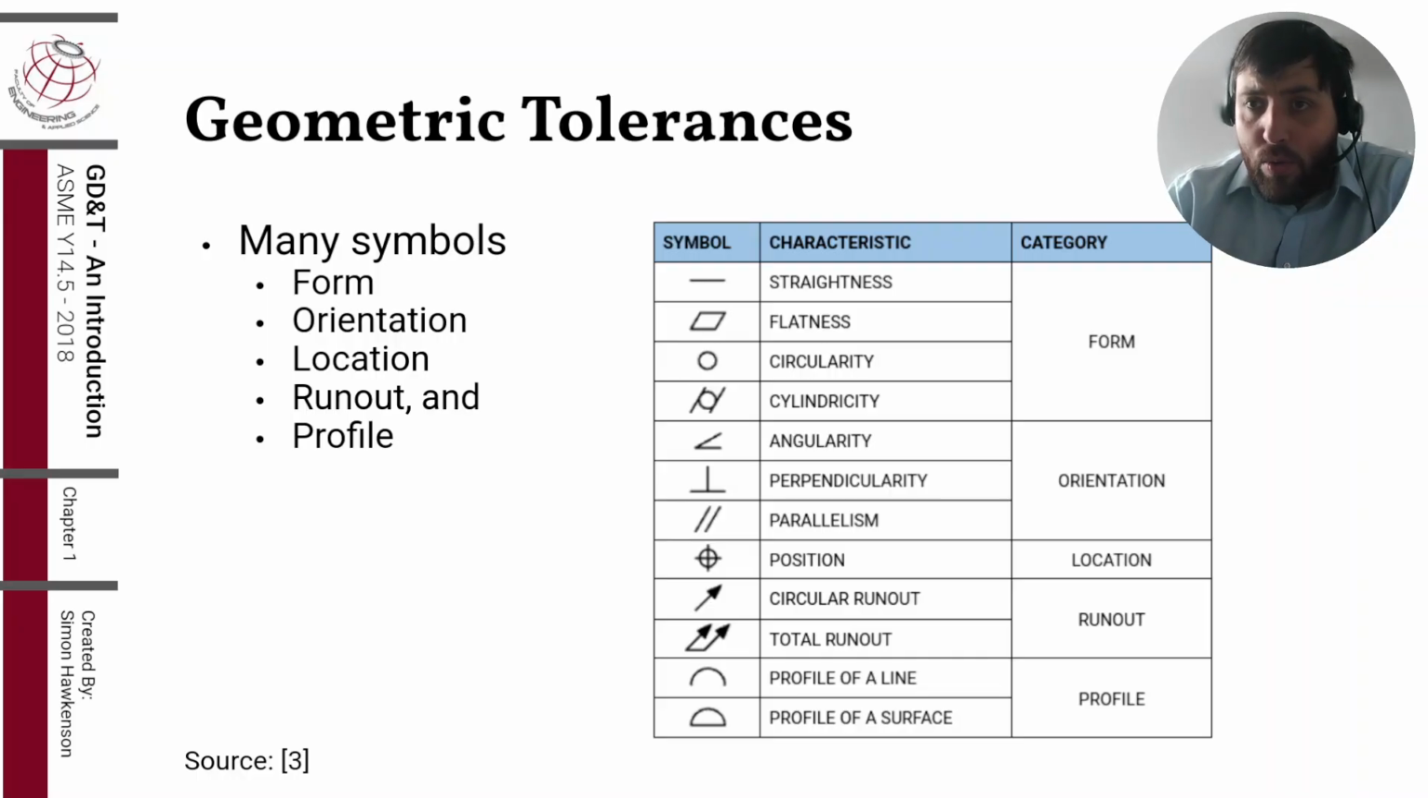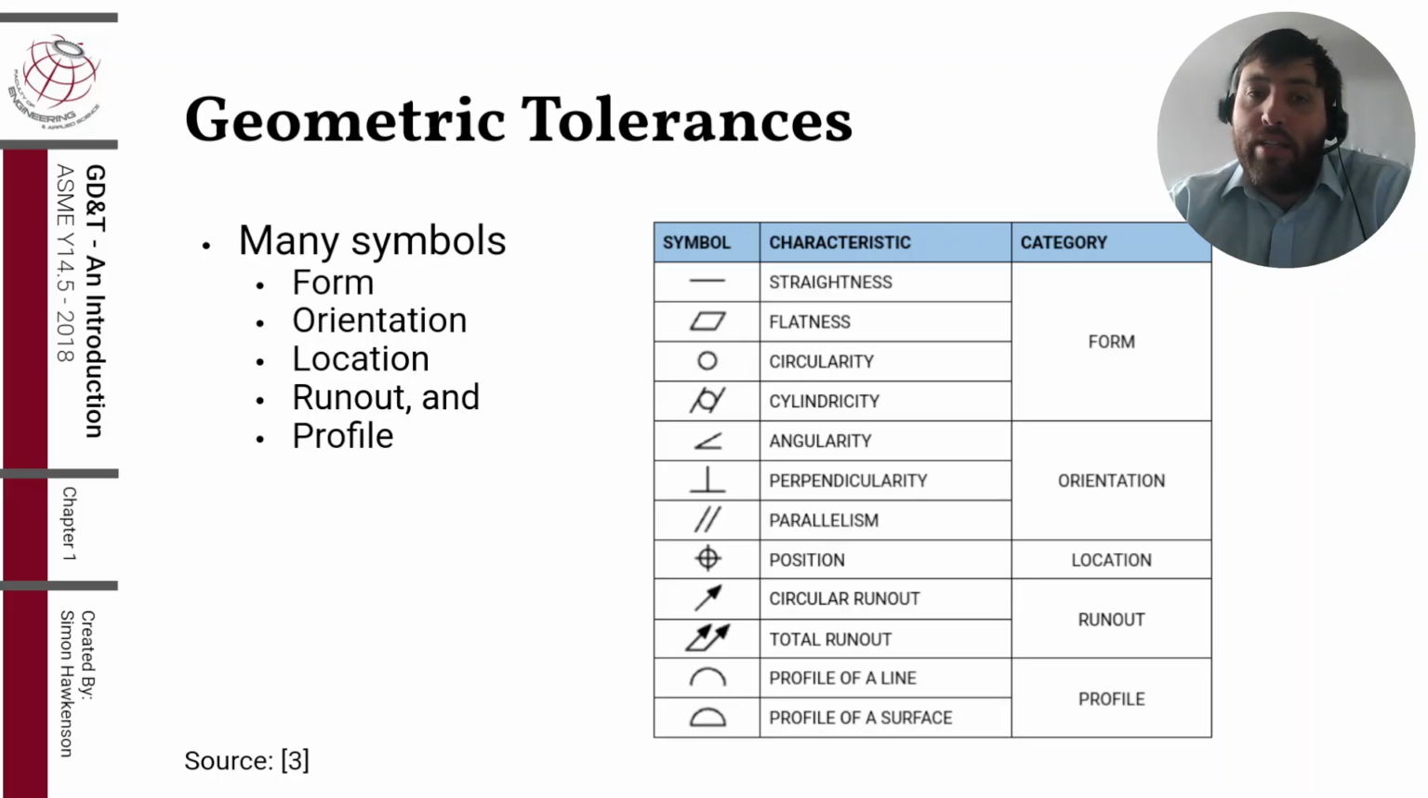The main thing to know right now is that GD&T, and particularly ASME Y14.5, provides a symbolic language to control the form, the orientation, the location, the runout, and the profile of features on a drawing.